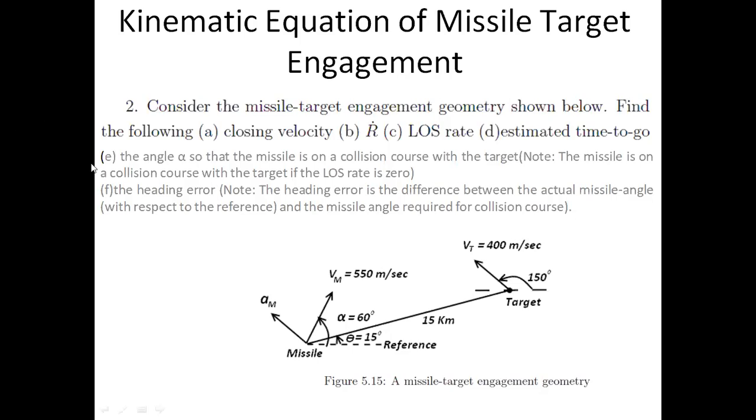Now the next thing we need to find out is the heading error. It is the error between the exact angle of the missile at this time minus the required angle. Exact angle is 60 minus required angle is 45 point something. So the difference will become your heading error. So 60 minus 45 will become the heading error for the given condition. Clear? What we have done is, first using the kinematic equations, we derived or estimated the closing velocity, the rate of separation, LOS rate, time to go, and the required angle of the missile for a course of collision with the target, and the heading error. Clear?